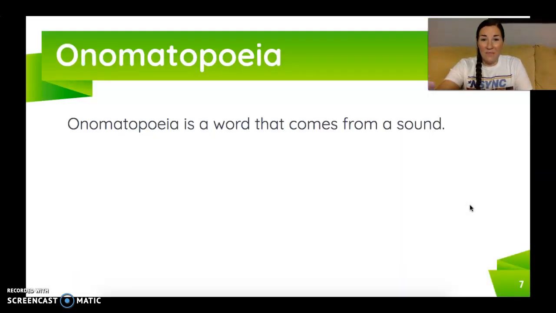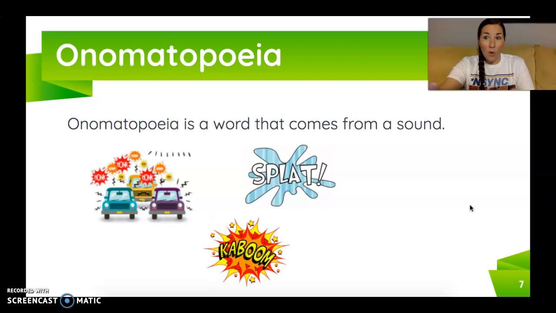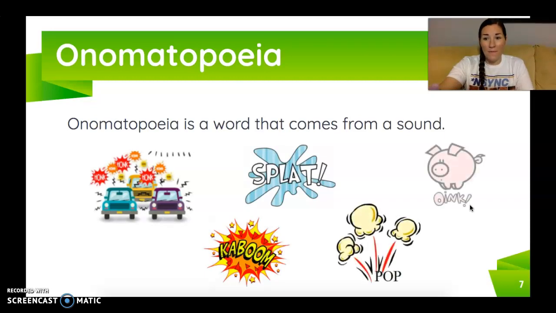Onomatopoeia is another one, and it's a word that comes from a sound. This is another one that you probably already know. You just maybe don't know that it's called an onomatopoeia. So things like honk, splat, kaboom, pop, oink. So any word that you're writing out or spelling out a sound that's happening is an onomatopoeia.